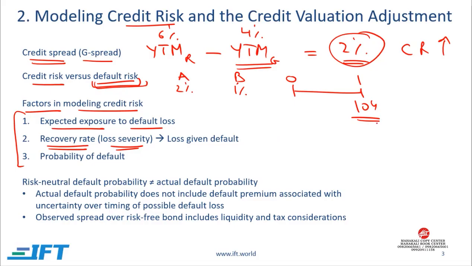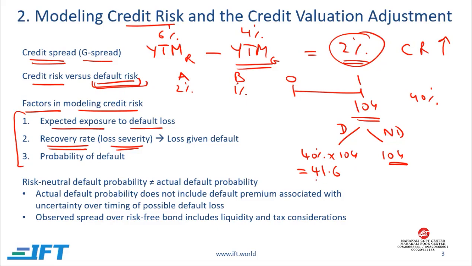If we say that the recovery rate is 40%, then what that means is, if we do have a default, then the amount that we will recover will be 40% of 104, which is 41.6. If there is no default, then we will get the entire 104.